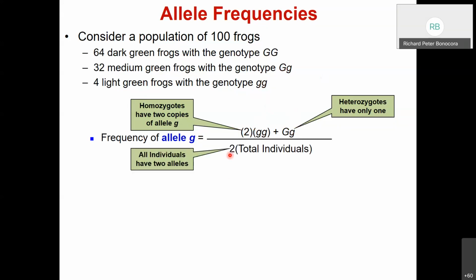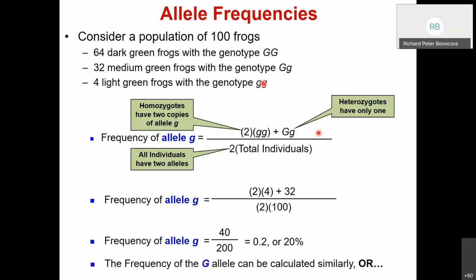To find the total number of alleles, it's simply the total number of individuals, and each one has 2 chromosomes. They can have 2 alleles. So it'll be 2 times the total individuals. So we go through and we have four of these that are homozygous for little g, 32 of the heterozygous individuals, 2 times, we already said the population is 100 frogs. So we get all these numbers, we plug them in, and we get a frequency of 0.2 or 20%.